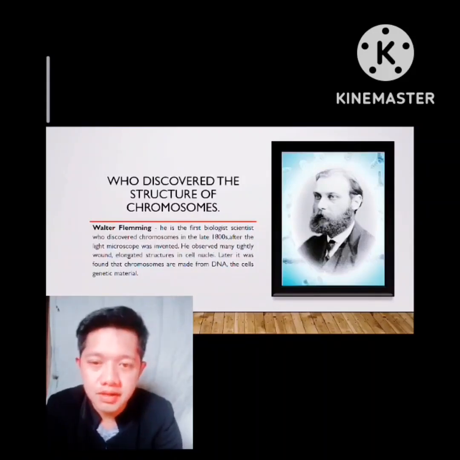Walter Fleming. He is the first biologist scientist who discovered chromosome in the late 1800s. After the light microscope was invented, he observed many tightly wound, elongated structures in cell nuclei. Later it was found that chromosomes are made from DNA, the cell's genetic materials.